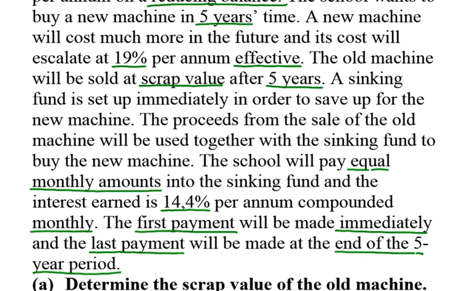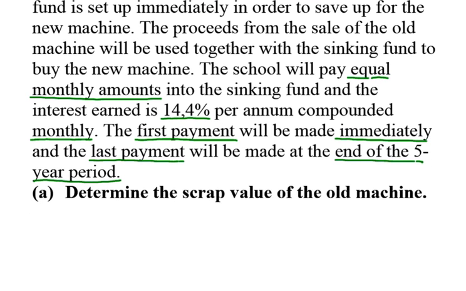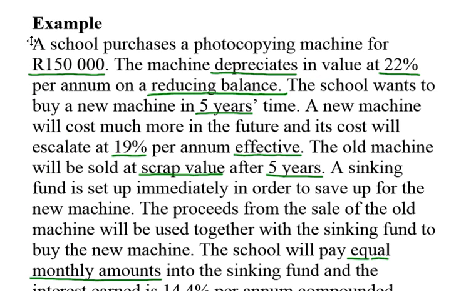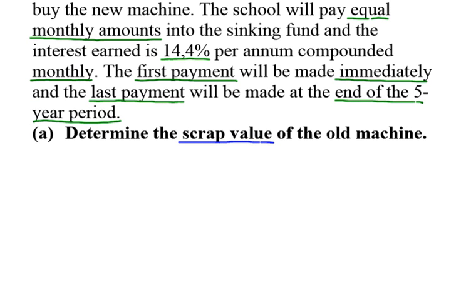Luckily, in this particular question, it's broken down, it's scaffolded for you, part A, part B, etc. But it doesn't have to be. You need to know to actually do all these parts. So let's have a look at part A. The first part is determine the scrap value of the old machine. Alright, so the scrap value of the old machine, we know the machine costs 150,000 now, and it depreciates over a course of 5 years at that percentage, reducing balance. So we know a formula for that, so let's pop it in. I'm just going to call the scrap value S.